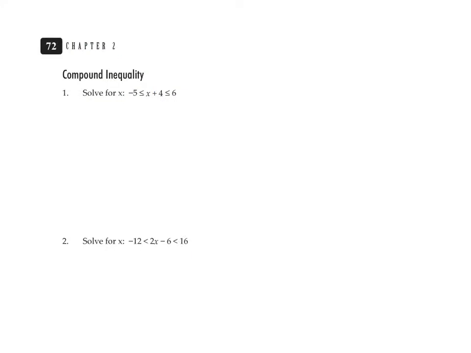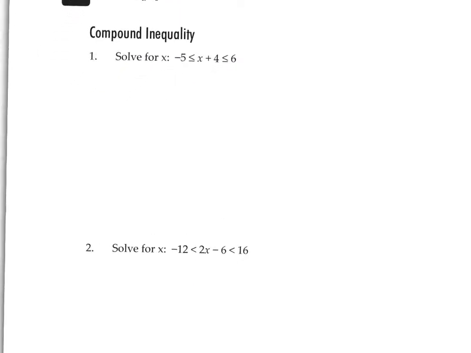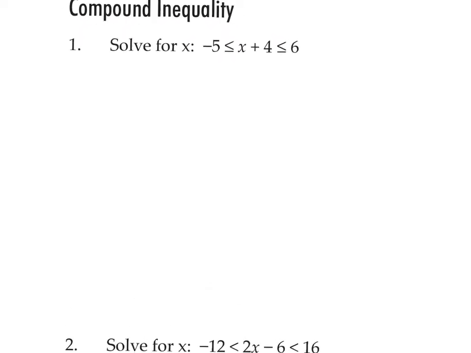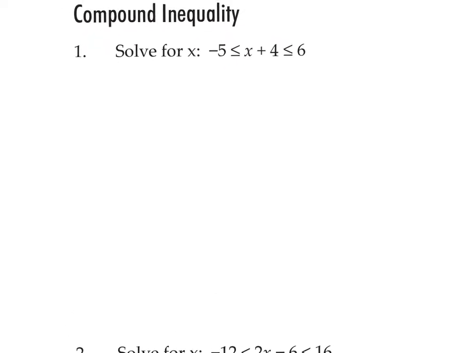All right, on the next page we have what's called compound inequalities. These are called compound inequalities because they have more than one symbol. You see, we did one of these in a previous example. This is like saying and. Negative 5 is less than or equal to x plus 4, and it also has to be less than or equal to 6. So all the values of x have to meet both of these parameters at the same time.